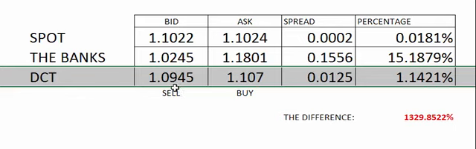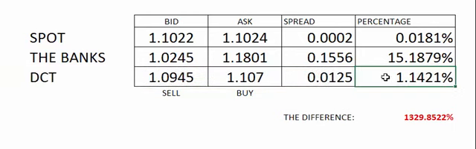So in our example here, the bid is 109.45 by 110.07, which is a spread of 0.0125 or 1.1421%. And the other thing to note is that this is probably the worst spread you would ever receive at discount currency transfers. The larger size you do, the better the spread will be. So for example, this would be on a $100 order. If you did 100,000, this number would be much lower. This percentage here can be as low as 0.25% at discount currency transfers. We just wanted to, for the purposes of demonstration, use a conservative number.